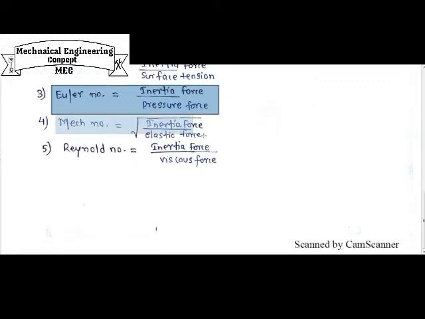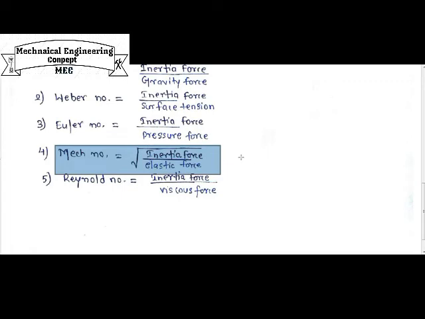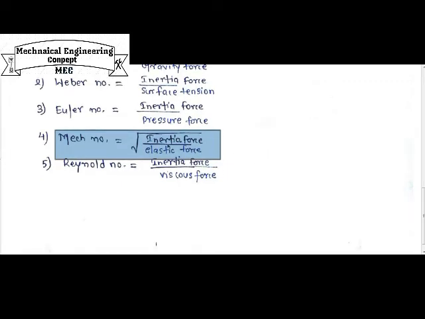Fourth one is the Mach number. There is one catch here, because all the other numbers are not under a square root, but Mach number is the square root of the ratio of inertia force to elastic force. You know that inertia force is fixed in the numerator in all five numbers, but in the denominator elastic force comes, because in mechanical engineering, elastic force relates to the elongation of the material. So Mach number is related to elastic force. So we can remember easily that Mach number is the square root of the ratio of inertia force to elastic force.